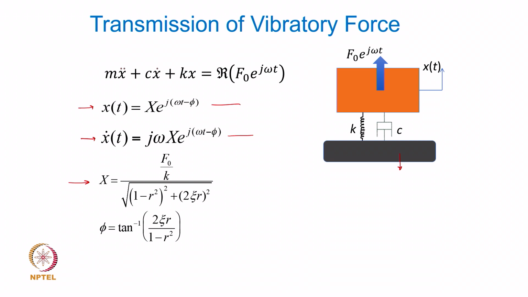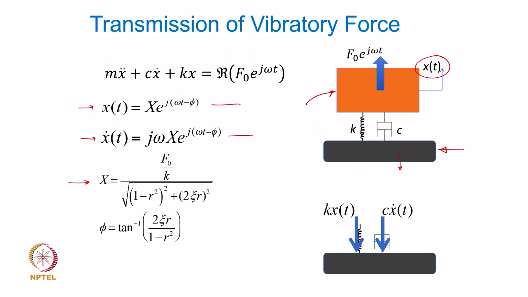I will now focus on this foundation, the base, and treat it as a free body. We will not worry about what is happening to this mass now, that basically is obtained as x of t. Assuming that this is rigid enough or heavy enough, how much is the force going into the ground? It is the force which is getting transmitted through the spring and also the force which is getting transmitted through the dashpot. Those are the two forces which are going to be acting on the foundation.